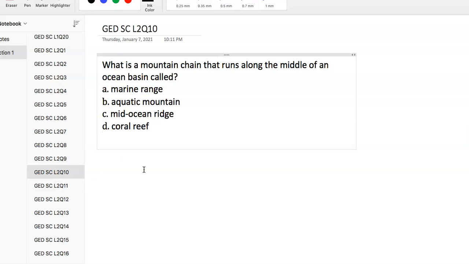Question 10. What is a mountain chain that runs along the middle of an ocean basin called? Okay, and that is a mid-ocean ridge. A mid-ocean ridge is an underwater oceanic mountain chain. It's a feature of all ocean basin floors, and it is formed by plate tectonics.